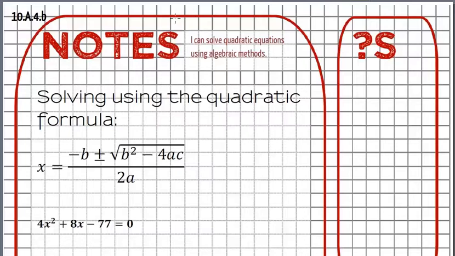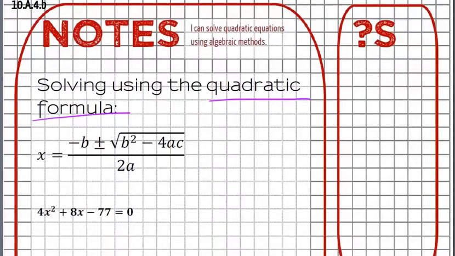Alright, welcome to our second video on solving quadratic equations using algebraic methods. This is 10.A.4.b. Here, we are going to be using something called the quadratic formula to solve these quadratic equations. We are going to be doing this instead of factoring as we did on the last video.